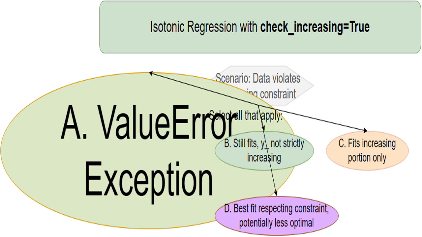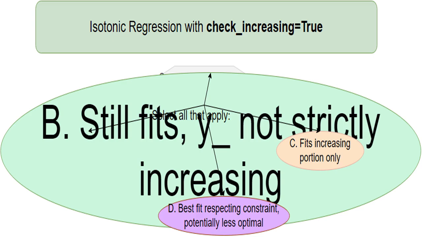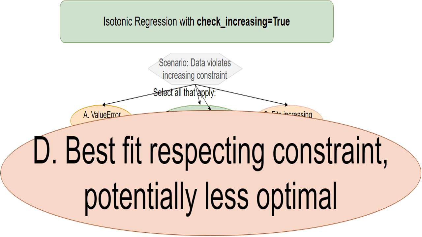But I'm wrong. That's not how isotonic works. The model still tries to fit the data. However, the fitted values, y_, might not always increase. It will do its best to stay non-decreasing, but there's no guarantee of a perfectly increasing line. The model will try to find the best fit, but it's limited by the increasing constraint. This might mean a less accurate fit compared to allowing the model to fit something that isn't strictly increasing. It's a trade-off between a perfect fit and enforcing an increasing trend.